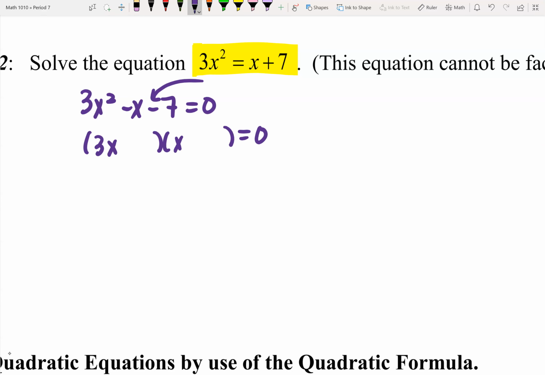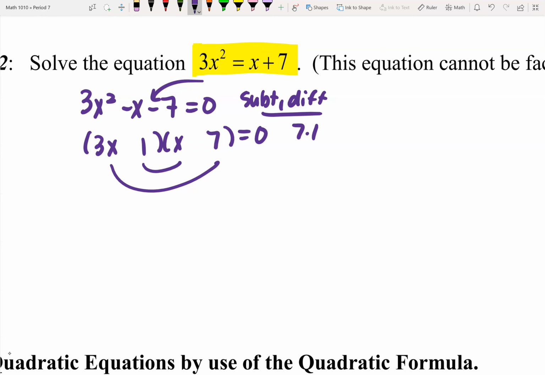The negative in front of the 7 tells you that you are subtracting and that the signs are different. The only options are 7 and 1. So it could be like this, 7 and 1. That gives me 21 and 1, which subtracts to give me 20. So that's not it. Okay, so how about if I did 7 and 1 the other way? That would give me 7x and 3x, which gives me 4x. So it doesn't work. And I tried all the options. So this doesn't factor. Who says I can see that that doesn't factor?